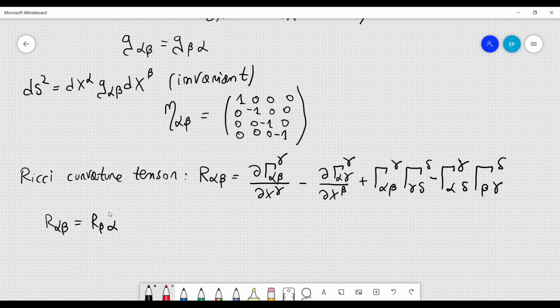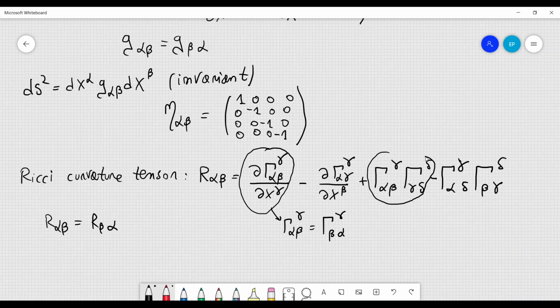So let's try to find out why. This expression here is clearly symmetric because gamma alpha beta gamma is equal to gamma beta alpha gamma. So we will take this for granted. You can easily see that gamma is symmetric, but we also derived it in the course on general relativity. So we'll take this for granted. Then we can also see that this expression is also symmetric for the same reason.